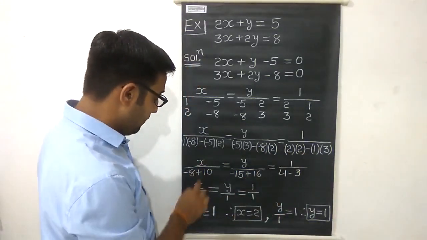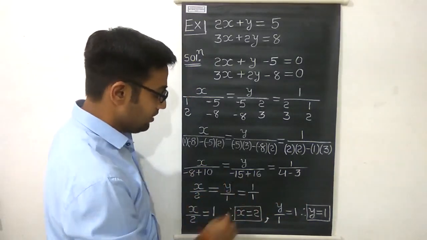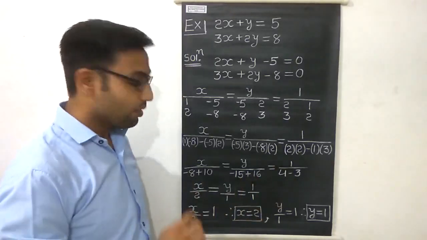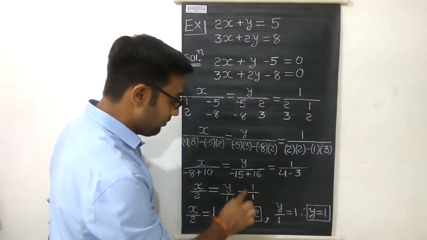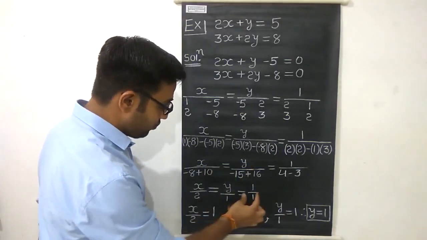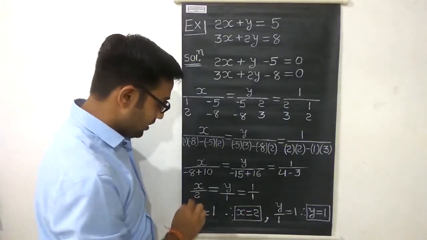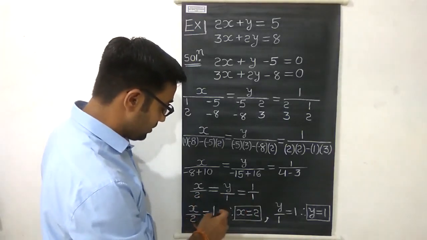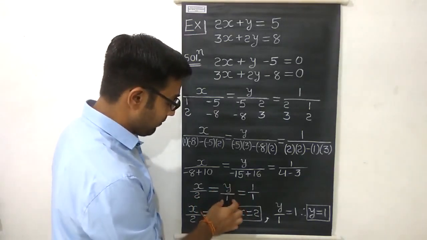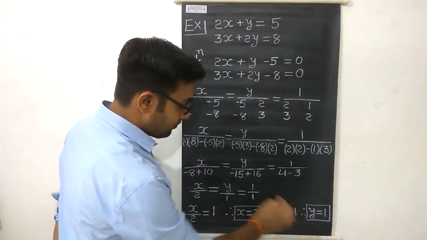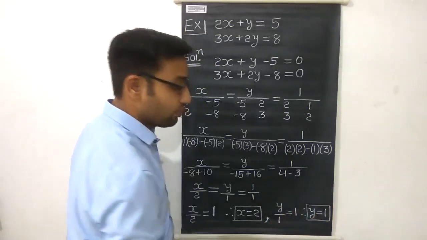Okay, so now here we will get x upon 2 is equal to y upon 16 minus 15, that is 1, and here 1 upon 1. Now we have to compare this one with this and this one with this. So by comparing x upon 2 with 1 upon 1, which is 1, by taking this 2 to the right hand side, it will go in multiplication with 1. So we will get x is equal to 2. The same way, by comparing y upon 1 with 1 upon 1, it is 1, and that is why by taking this 1 to here, we will get y is equal to 1.